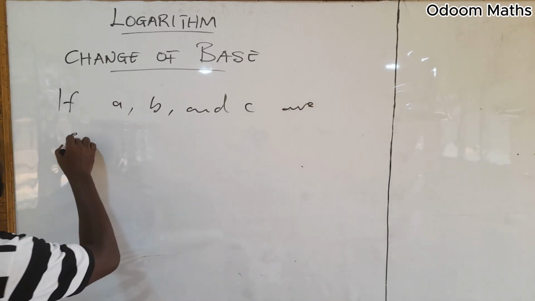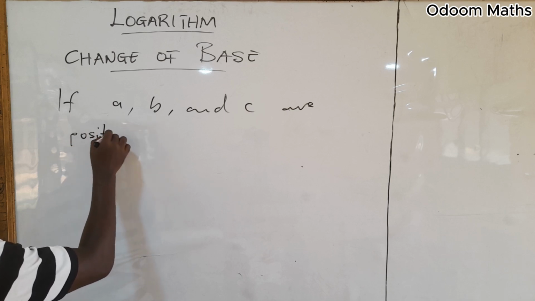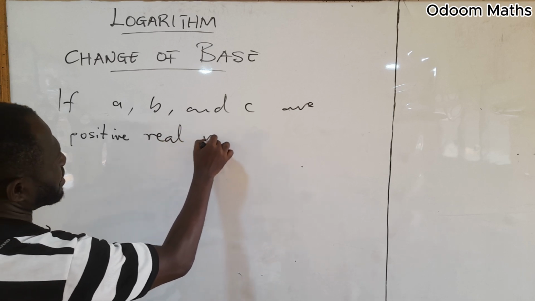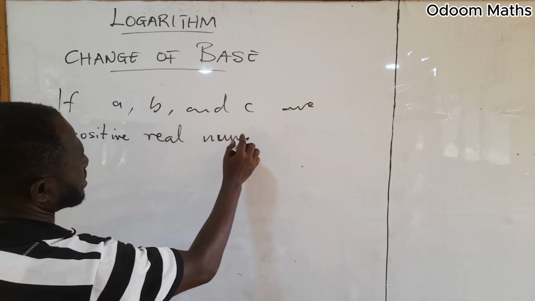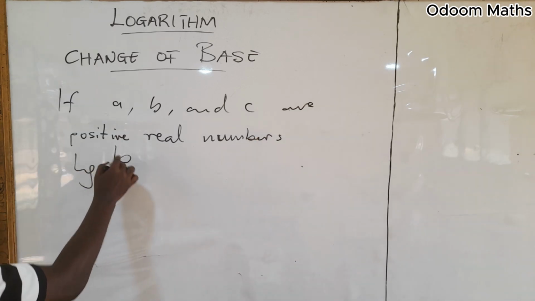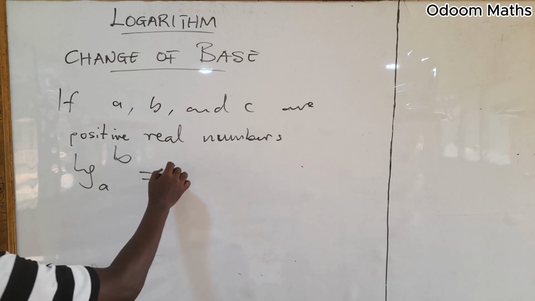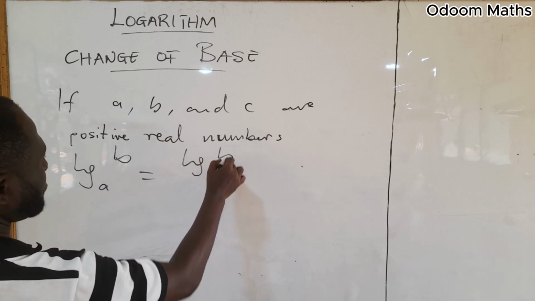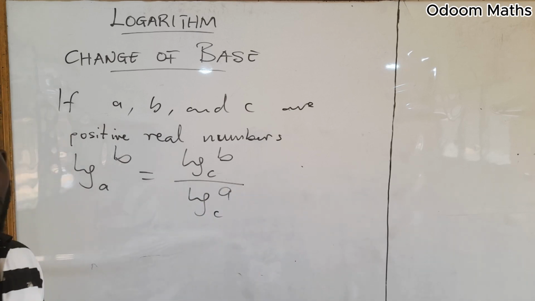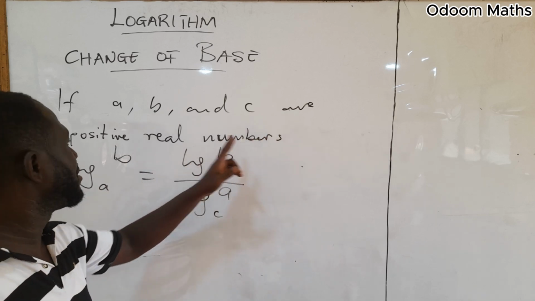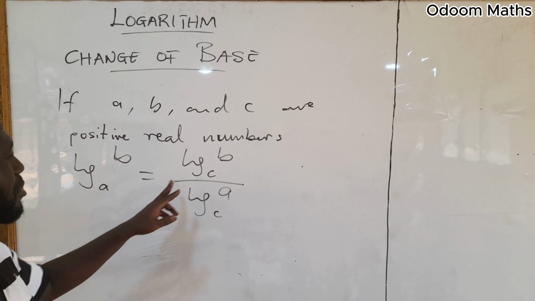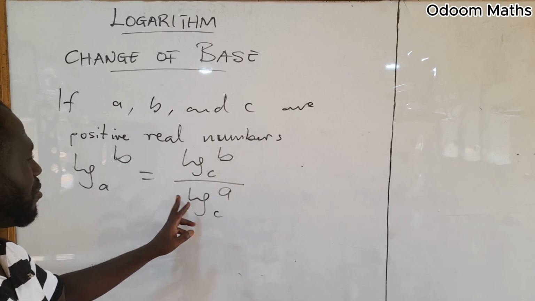positive real numbers, then log B base A is equal to log B base C over log A base C. If A, B, and C are positive real numbers, then it means log B base A is equal to log B base C over log A base C.